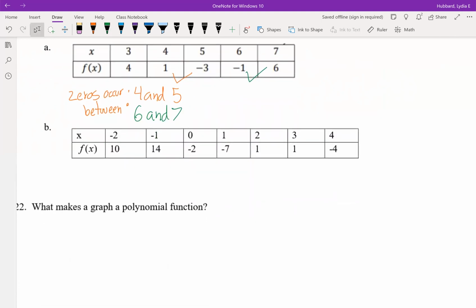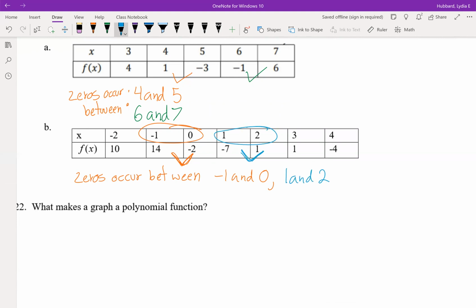Looking at B, we should hopefully see we're changing positive to negative here. So the zeros occur between, again, we use the x values there, -1 and 0. This happens again right here, and that's happening between 1 and 2. And then it occurs just one more time right here, which is happening between 3 and 4.